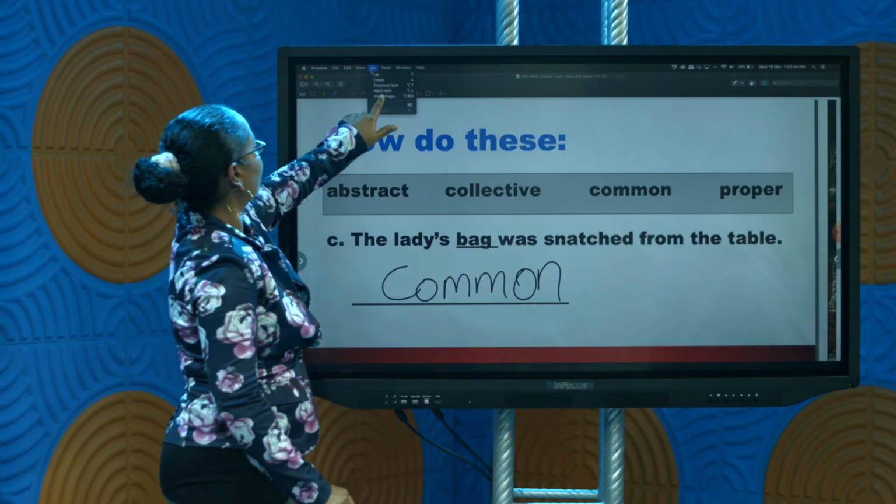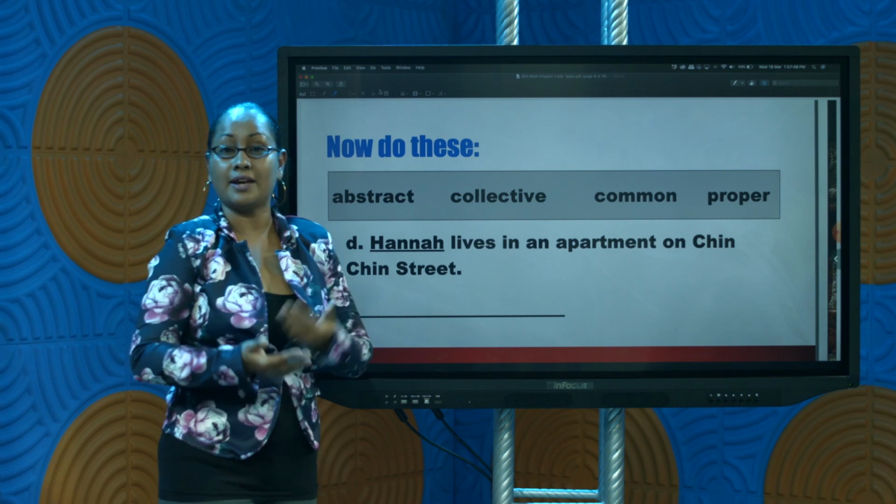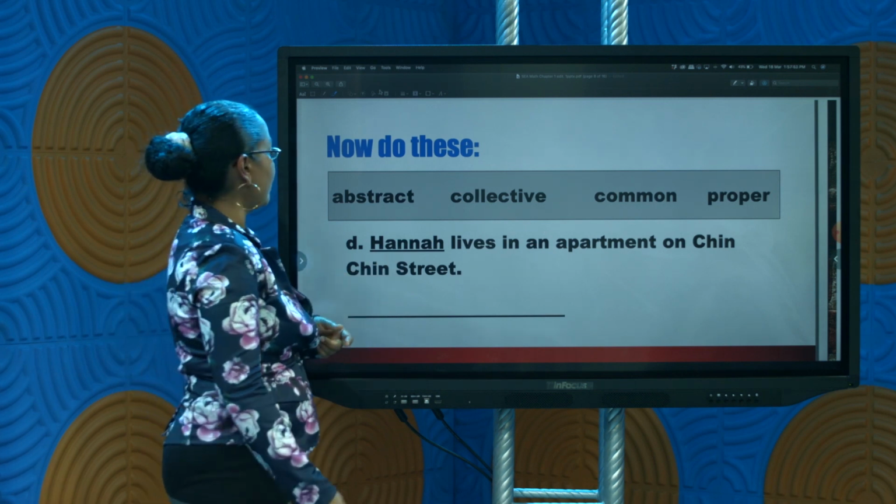Let's go on. And the more examples that they do, the better they get. The more practice that they do, the better they get at this SEA paper.